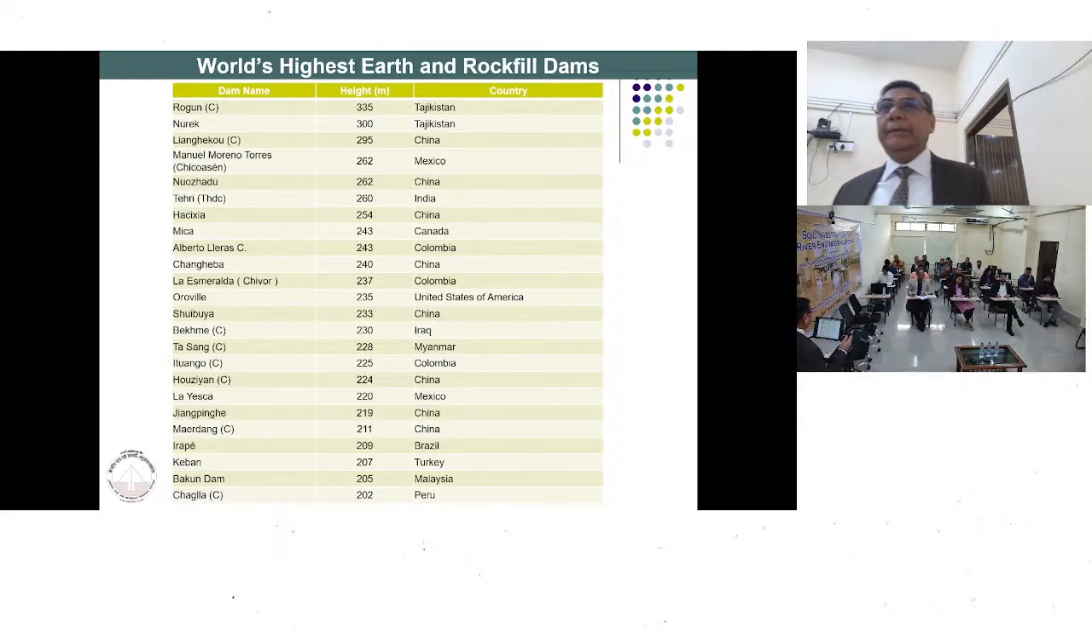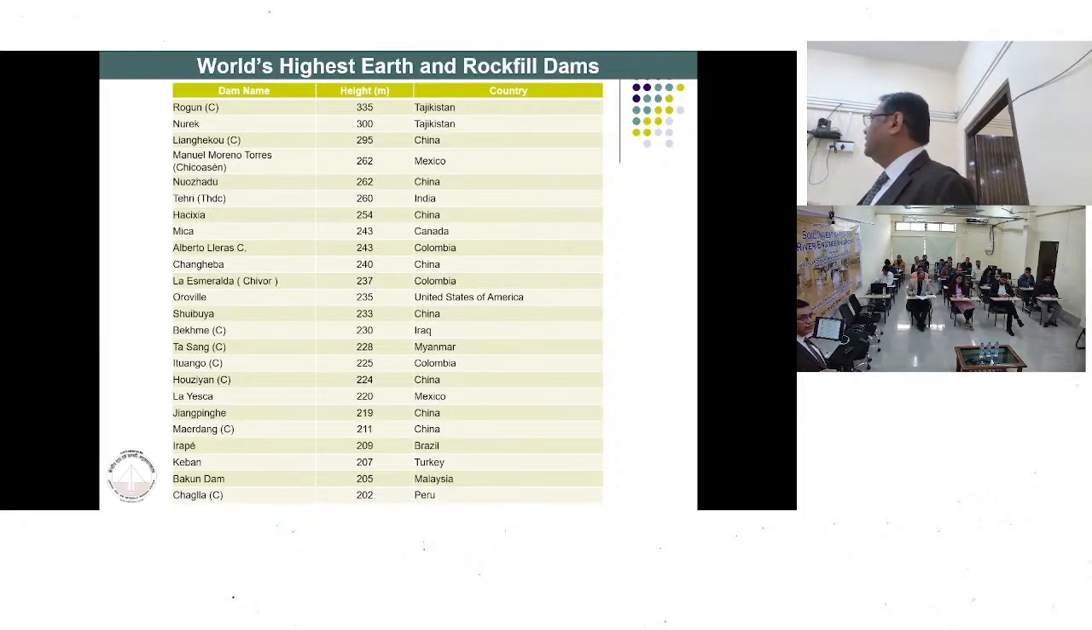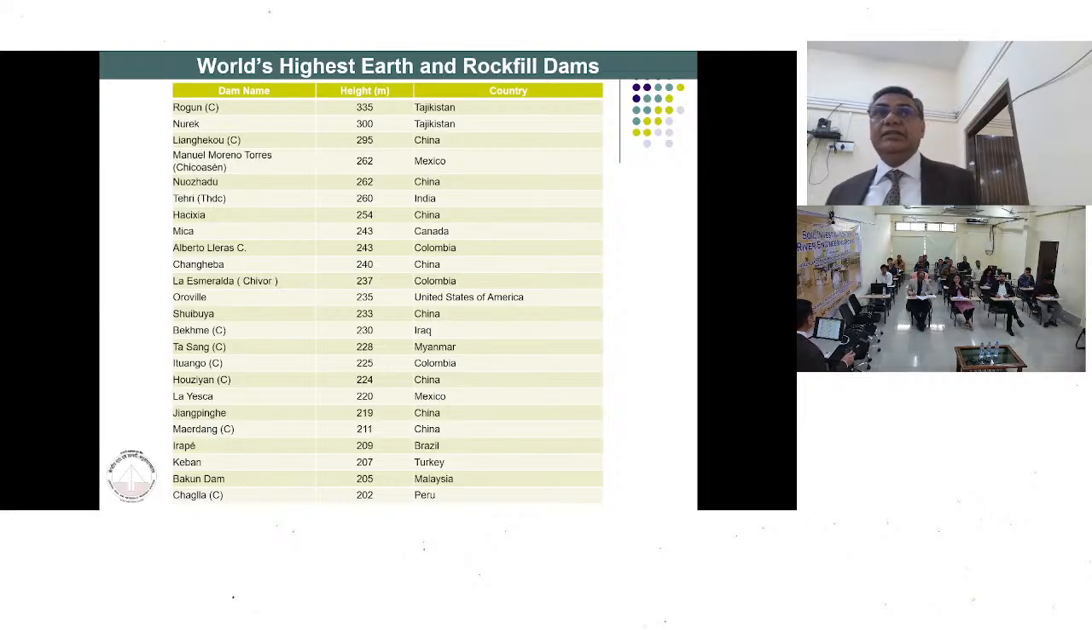Usually people who are not working in dam engineering feel that with soil you can build a dam of maybe 5 or 6 meters, or a maximum of 20 or 30 meters. But no, if we see the highest dams, we have heights of 335 meters, then a 300-meter high dam, in Kazakhstan, then in China, Mexico 262, again China 262, and in India the highest earthen rockfill dam is the Tehri Dam.